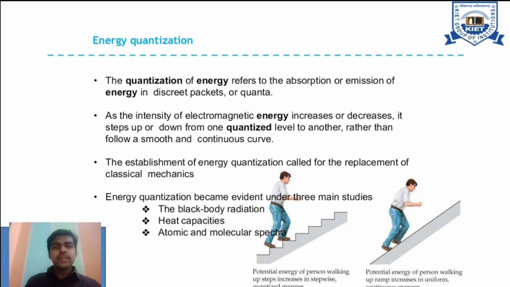For these major categories, blackbody radiation, heat capacities, atomic and molecular spectra come under this energy quantization after the failure of classical mechanics. Then they are treating electron particles because they are small. Finally it was decided to deal with these three main studies, which come in the form of blackbody radiation, heat capacities, and atomic and molecular spectra.